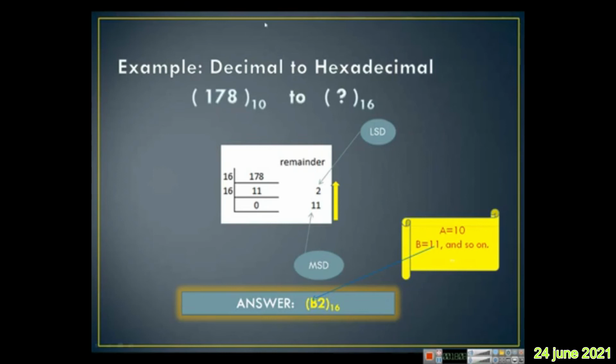Just what you can see here, when you divide 178 by 16, 16 elevens are 176, remainder is 2. Now 16 zeros are 0, remainder is 11. So 11 is your MSD and 2 is your LSD, and 11's equivalent alphabet in hexadecimal is B, right? 10 is A, 11 is B. Now you should write B2. Instead of writing 11 and 2, you should write it as B2. So 178 of decimal, its equivalent value in hexadecimal is B2.